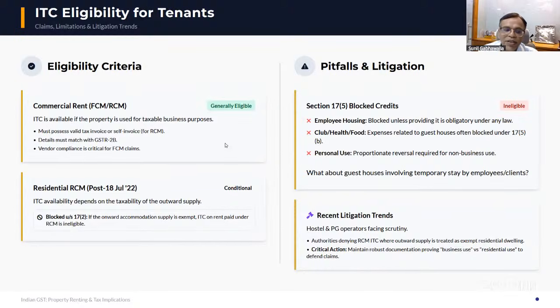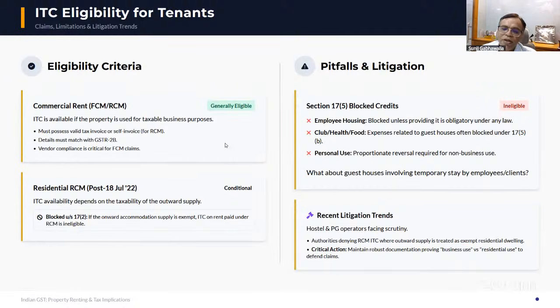As far as residential renting is concerned, in that situation we need to bear in mind that if the service is not used in the course or furtherance of business, and if it is in the nature of an employee perquisite, the credit will get blocked. So typically, if you have a situation of a staff who is staying in rented premises, there can be an argument, of course it's debatable, to say that the renting is for personal consumption and not in the course or furtherance of business, and therefore not eligible for credit.